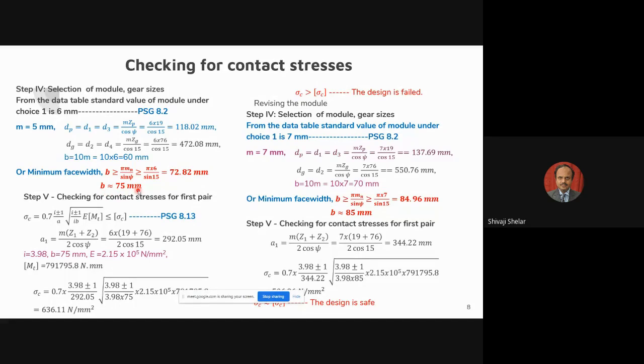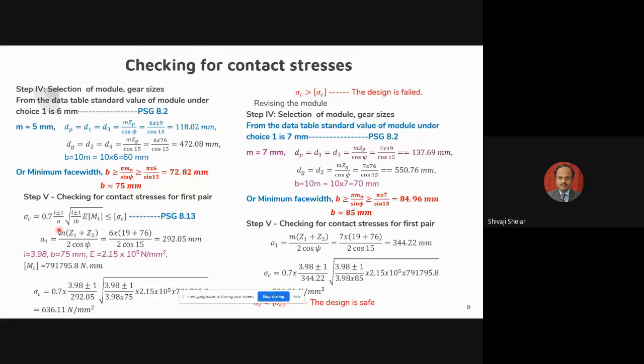Okay. So understood how to select the face width value of a helical gear. It is not just the 10 mm calculation. You need to calculate the minimum face width also, compare these two values, and then select the correct value. Now next is the calculation of design stress.